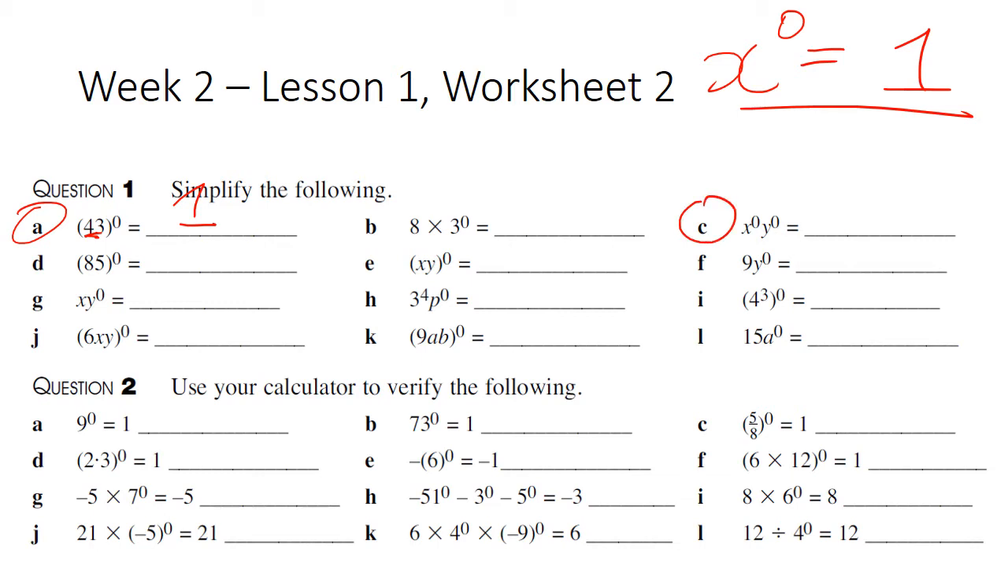Let's try C. x to the power of 0 times y to the power of 0. So what would x to the power of 0 become? 1. What would y to the power of 0 become?